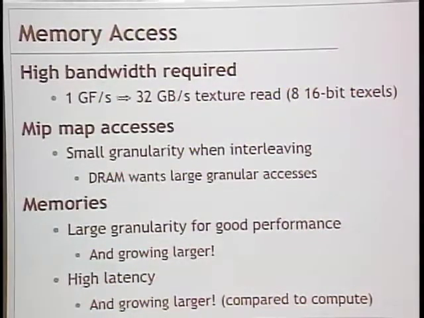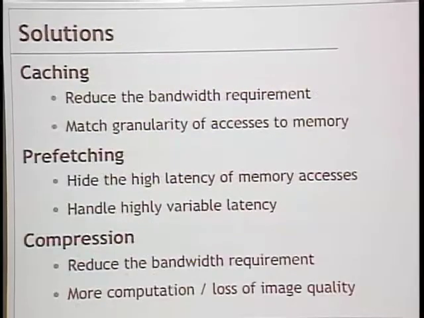So first we're trying to solve the bandwidth problem. Second, we're trying to solve this granularity problem. Caches hopefully are going to help with this, but we need a way, when we cache, to go up and grab a chunk of things at a time instead of just one thing at a time. So how are we going to deal with these memory access issues? Well, one is caching, two is prefetching, and that'll help alleviate memory latency issues, and three is compression, and we'll look at that in 10 or 15 minutes.